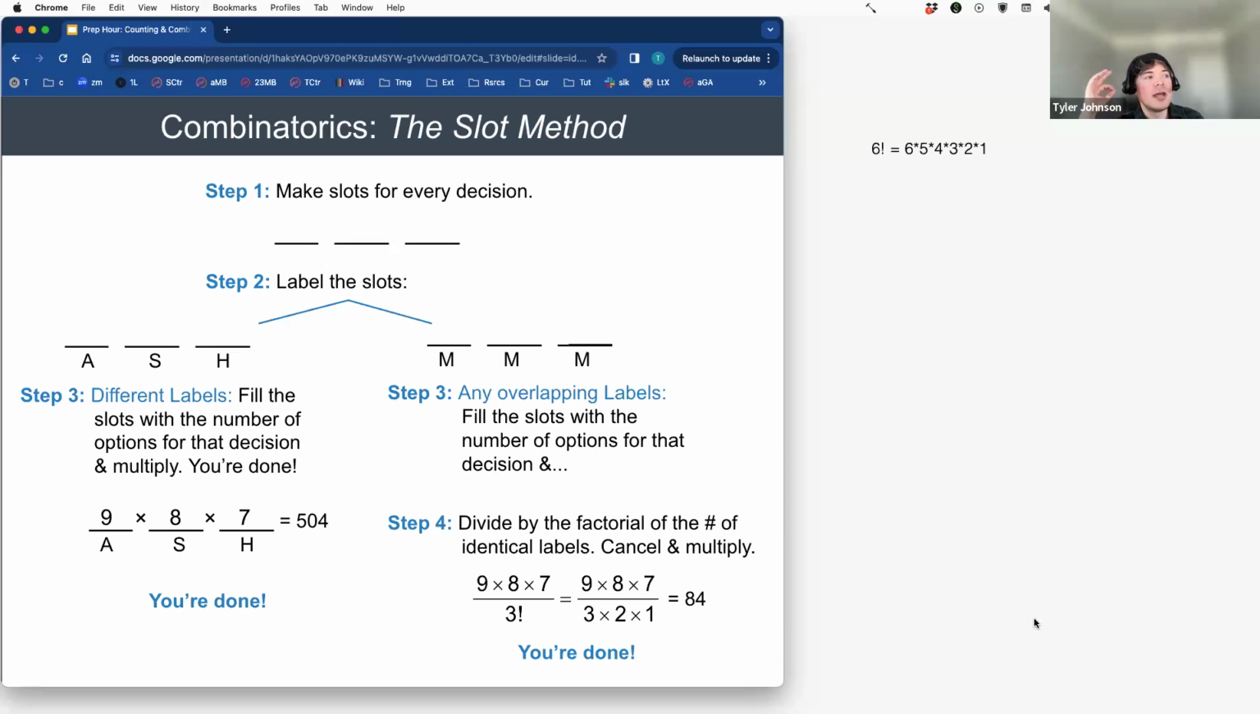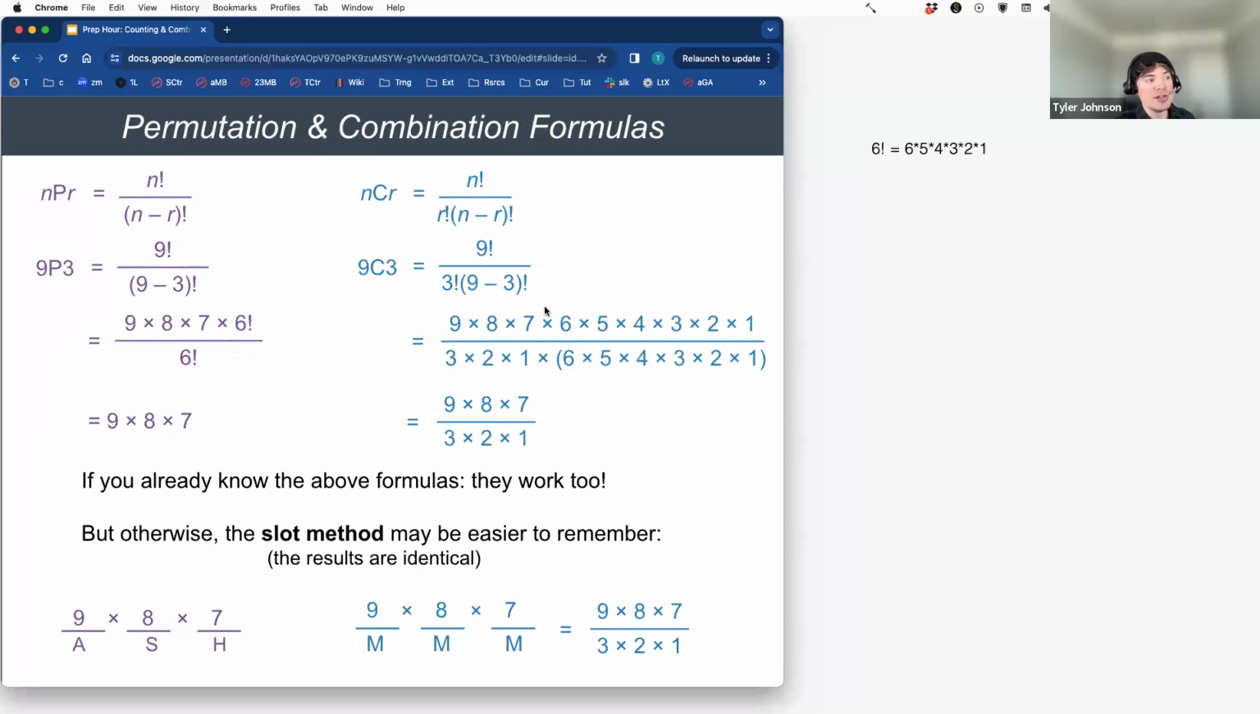And if you're already a bit familiar with permutations and combinations, you might also know these formulas on the screen right now. And if you prefer to do it that way, that's fine. There's nothing wrong with these formulas. In my opinion, I think using the slot method is a little bit easier the first time you're learning this, so that's my general recommendation. But if you prefer to do it this way, you're welcome to do it that way.